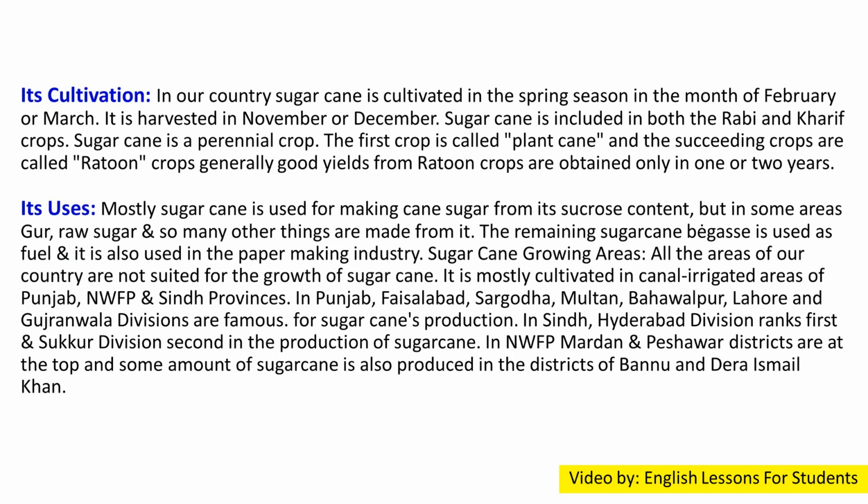Its cultivation. In our country, sugarcane is cultivated in the spring season, in the month of February or March. It is harvested in November or December. Sugarcane is included in both the Rabi and Kharif crops. Sugarcane is a perennial crop. The first crop is called plant cane, and the succeeding crops are called ratoon crops. Generally, good yields from ratoon crops are obtained only in 1 or 2 years.